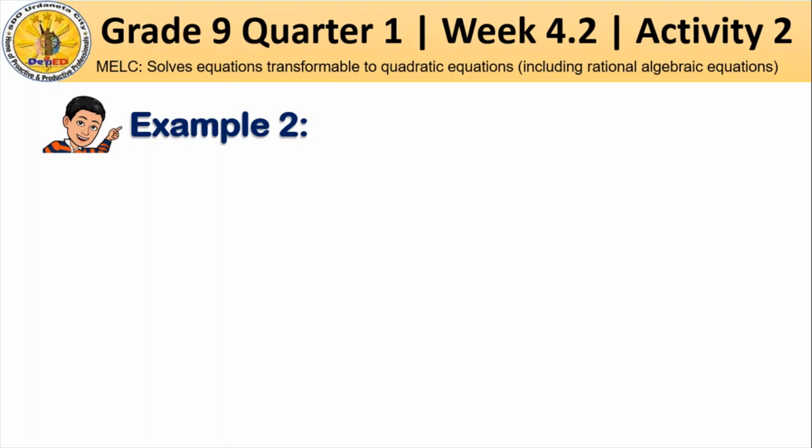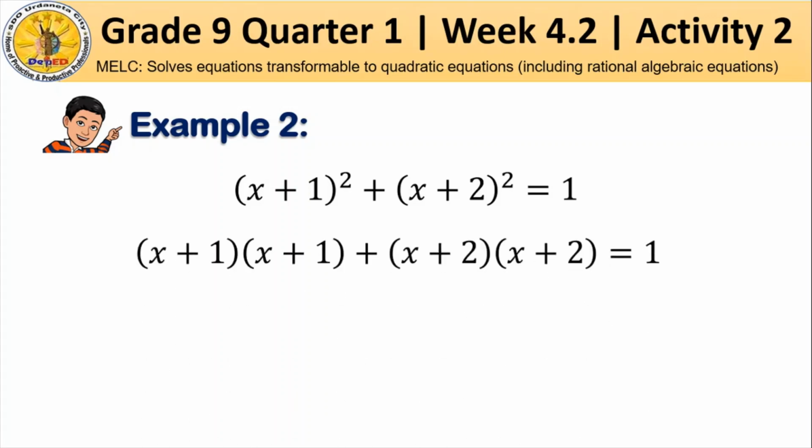Next example. The square of the quantity x plus 1 plus the square of the quantity x plus 2 is equal to 1. We expand this equation as the quantity x plus 1 times the quantity x plus 1 plus the quantity x plus 2 times the quantity x plus 2, that is equal to 1.